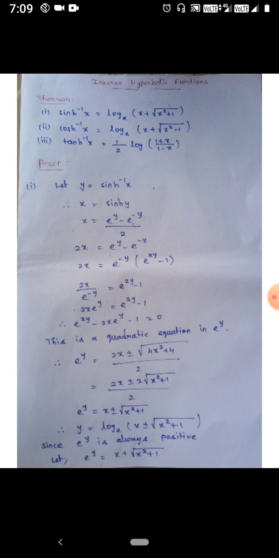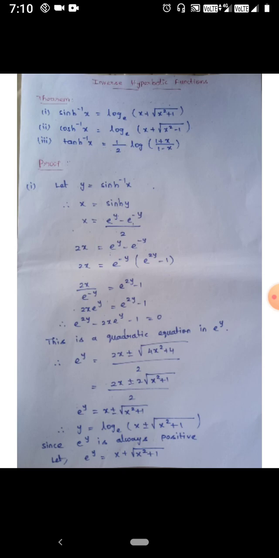in the first result we take y equal to sinh inverse of x. By taking this sinh inverse to the left hand side, we get x equal to sinh y. We can write this hyperbolic function in terms of an exponential function. So sinh y equals e power y minus e power minus y by 2. By taking this 2 to the left hand side, we get 2x equals e power y minus e power minus y. By taking e power minus y as common and simplifying, we get 2x e power y equals e power 2y minus 1.